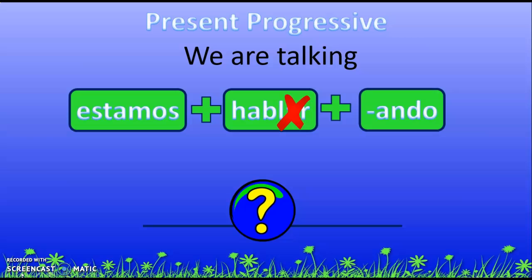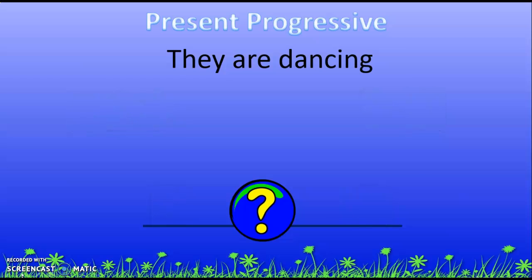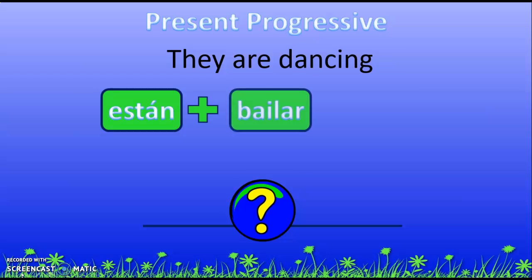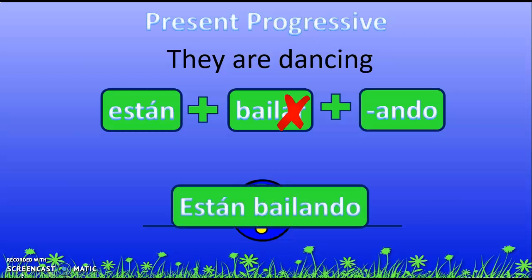Take off the AR. Estamos hablando. They are dancing. They are in Spanish would be están. To dance is bailar. It's an AR verb, so we'll add ando. Take off the AR. Write down your answer. Están bailando. Good. Están bailando.